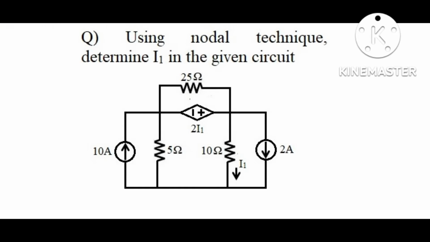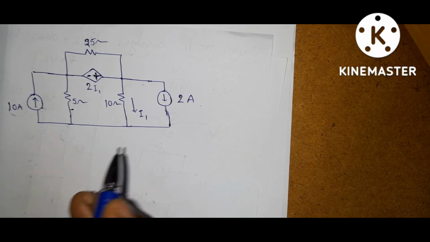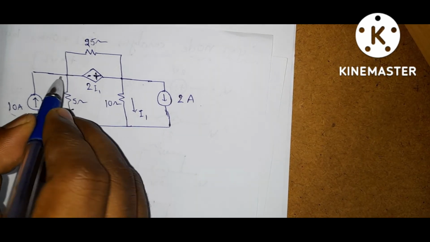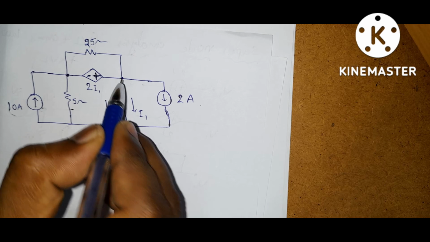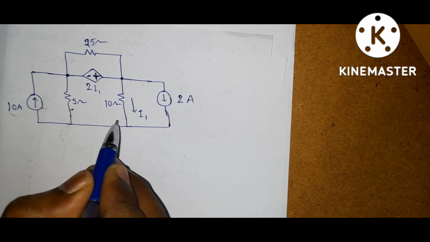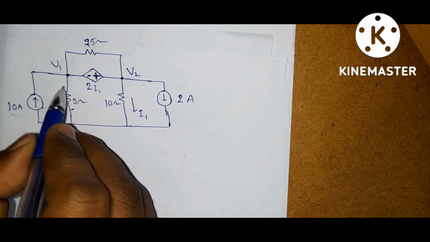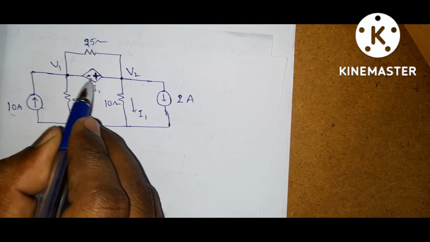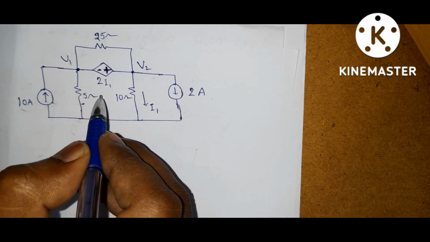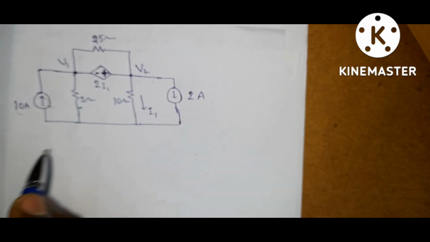Next question. Using nodal technique, determine I1 in the given circuit. This is the given circuit. Here we have two nodes. This is one node and this is another node. And this is reference node. Let it be V1. Let it be V2. In between V1 and V2, we have dependent voltage source. So we need to apply super node technique.